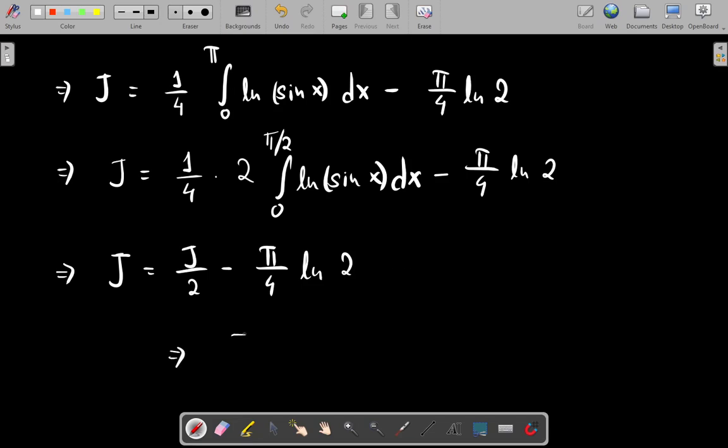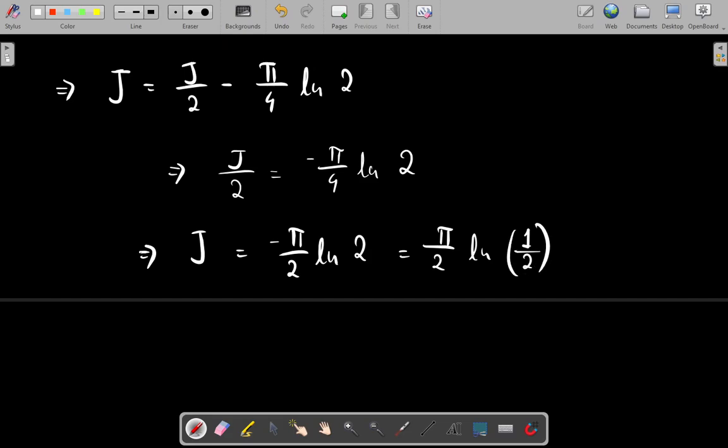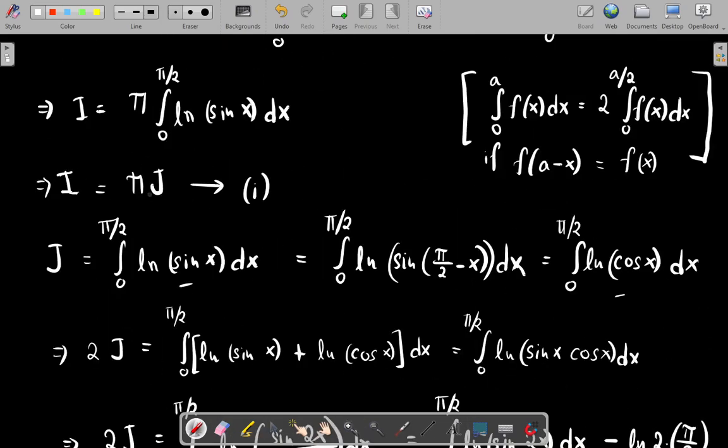So if this j by 2 goes to the left hand side, this becomes j by 2 is equal to minus pi by 4 ln 2. So from here we get j equal to minus pi by 2 ln 2. So if I take this minus sign to the power of 2, this will become pi by 2 ln half. Okay, so now I can substitute this value of j in this original integral in 1.